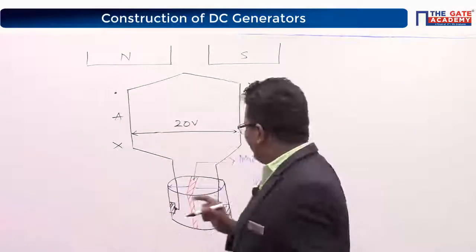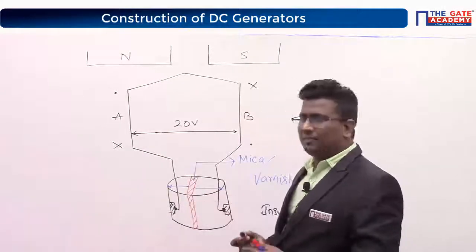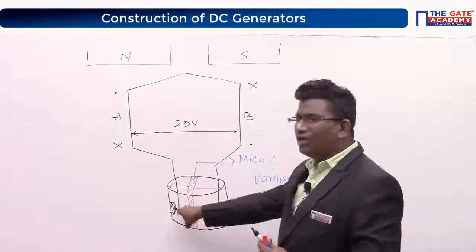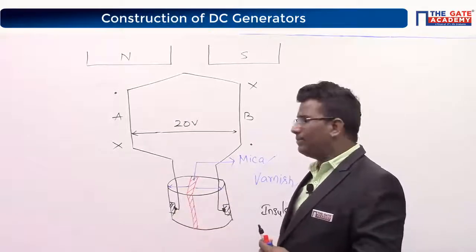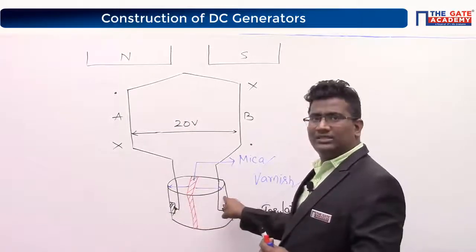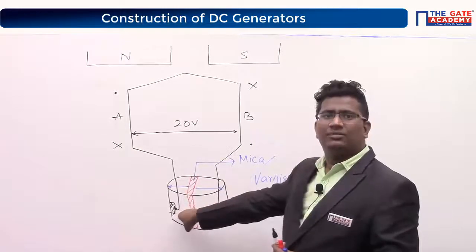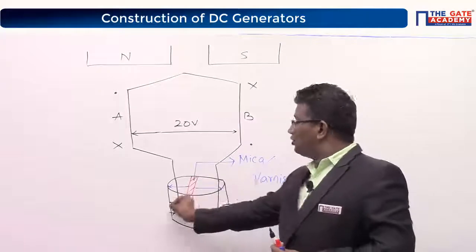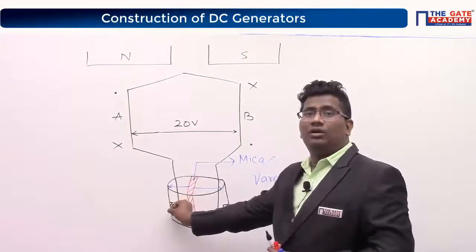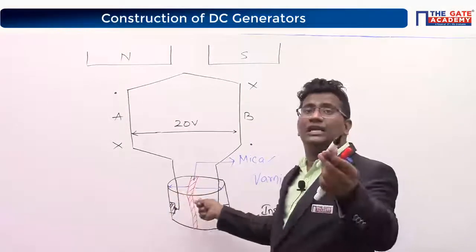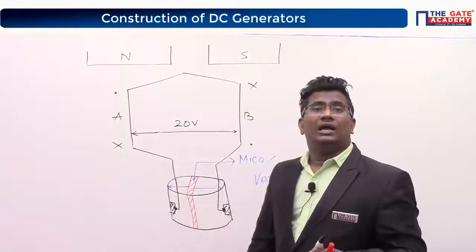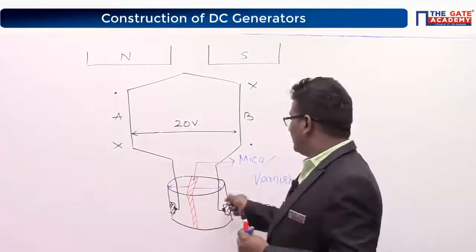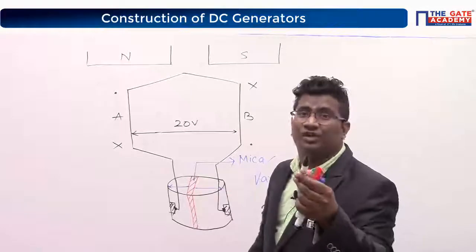Tell me, can I connect this conductor into this segment? No, we should not do that. If you do this, can I say indirectly that you are short circuiting the coil?